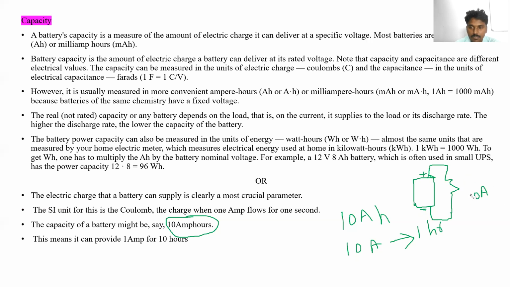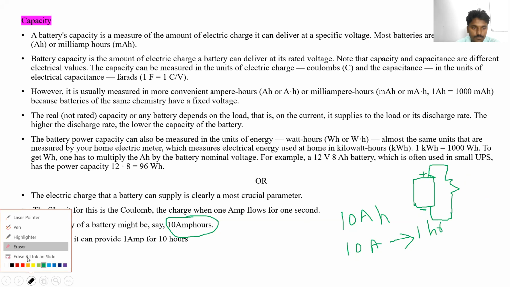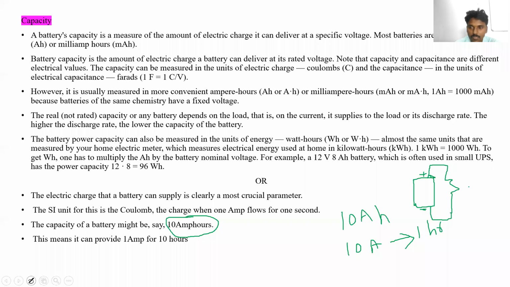If this resistive load, R load, for example, is receiving 5 amperes current continuously, the battery can supply the power for 2 hours. Is it right? If it is taking 5 amperes current, the batteries can supply the current for 2 hours.